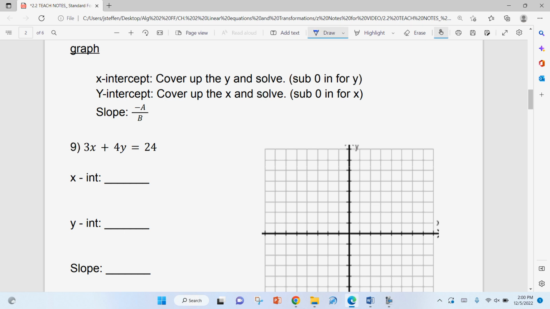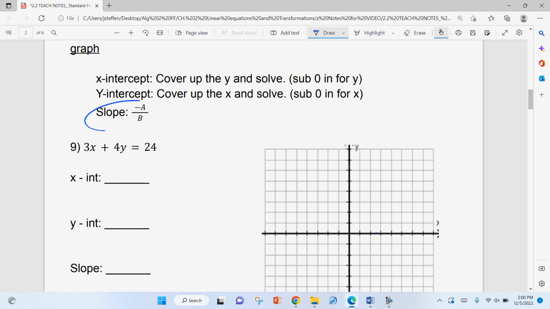So the x-intercept, to find that, you're going to cover up the y, and what that is, is you're subbing 0 in for y. So to be an x-intercept, it's got to be right on your x-axis somewhere. Well, if it's right on your x-axis, you don't go up or down any, so 0 is your y value. The amount you go up or down is 0, or else it wouldn't be an intercept, it would be right on your axis.